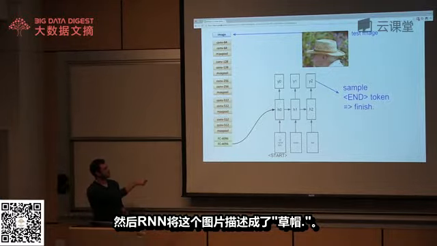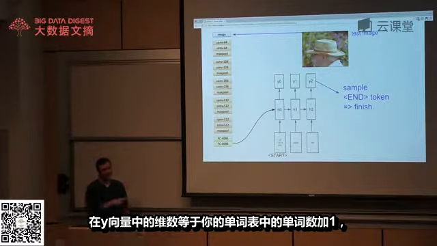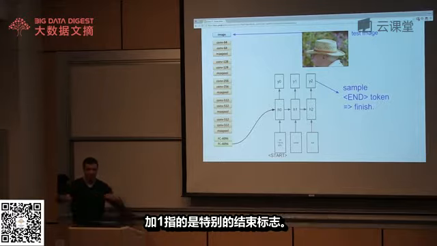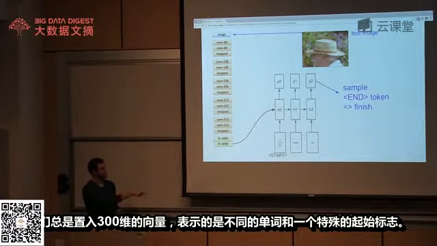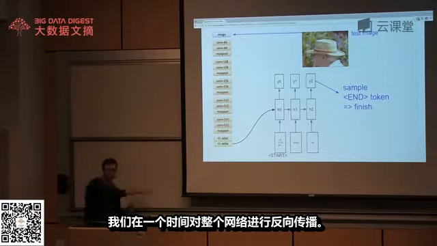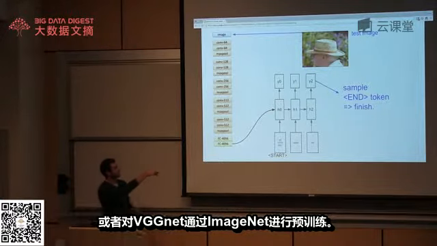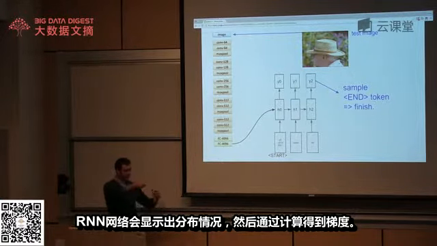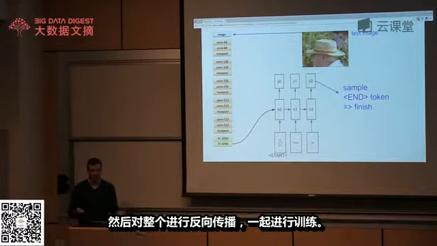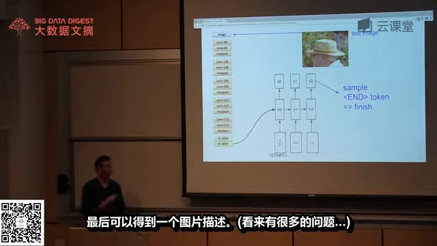Okay? So the number of dimensions in this y vector is the number of words in your vocabulary plus 1 for the special end token. And we are always feeding in these 300-dimensional vectors that correspond to different words and a special start token. And then we always just backpropagate through the whole thing at a single time. So you initialize this at random, or you can initialize your VGGNet with pre-trained from ImageNet. And then the recurrent neural networks tell you the distributions, and then you encode the gradient, and then you backprop through the whole thing as a single model, and you just train that all jointly. And you get a captioner, image captioner.